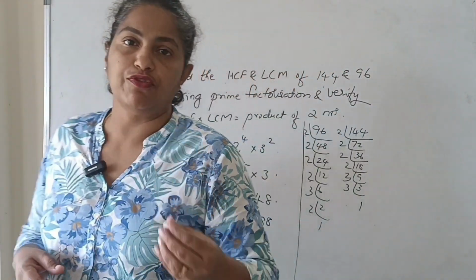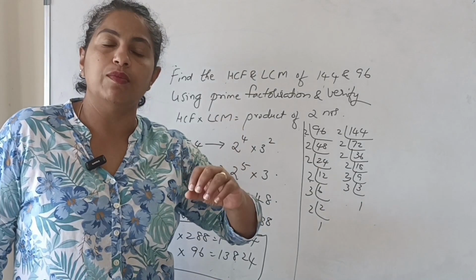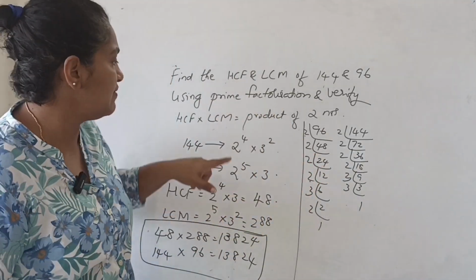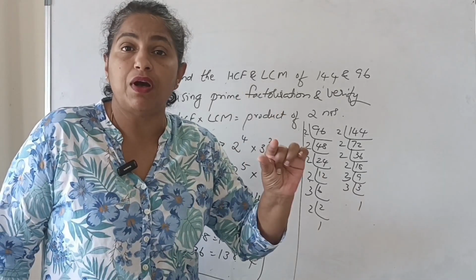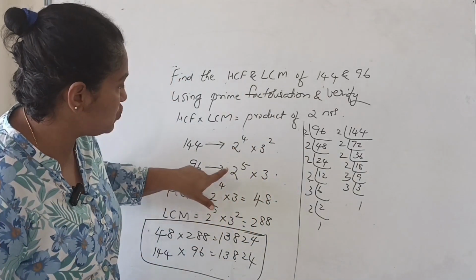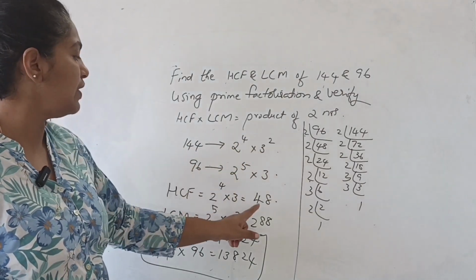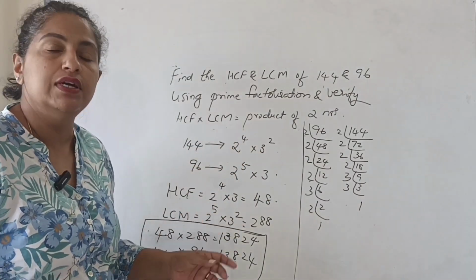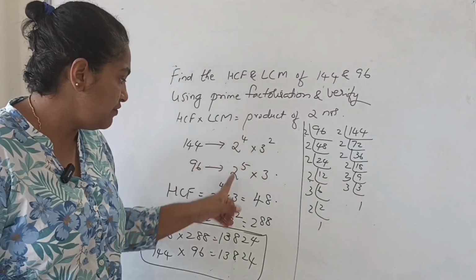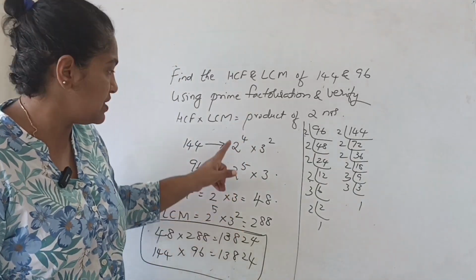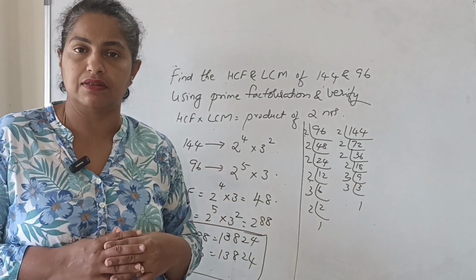And as I told you before, in order to find the HCF, I need to identify the factors which are common for both 144 and 96, which is 2 and 3. I need to take the least power of each factor, which is 2 raised to 4 over here and 3 over here. So I get 48 as the HCF. In order to find the LCM, I will be taking the factors with the highest power. So 2 raised to 5 and 3 raised to 2, I get 288.